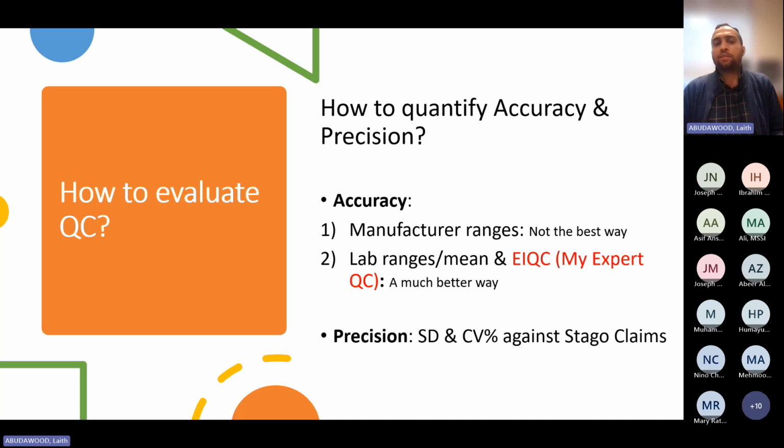Less precision means less consistent results. Your results are bad. They are changing quite a lot. So if I exceed the Stago claims, when I'm looking at the SD or the CV to assess my precision, then I have a problem with my precision. This is how I objectively evaluate my precision. Again, these documents are readily available, Stago claims for precision. I will add them on the group for you to have all the documents that we are talking about in this presentation.